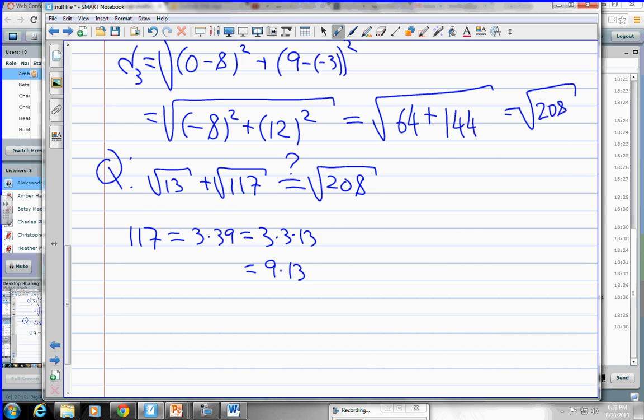Now I'm just going to take a wild guess, but we can do the same thing with 208: 52 and 4, and 52 is still divisible by 4.